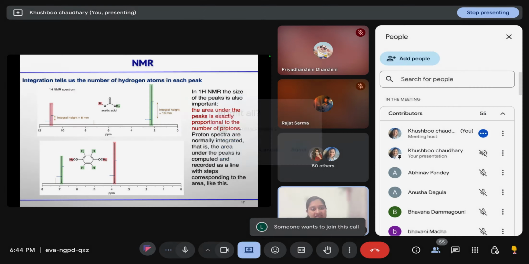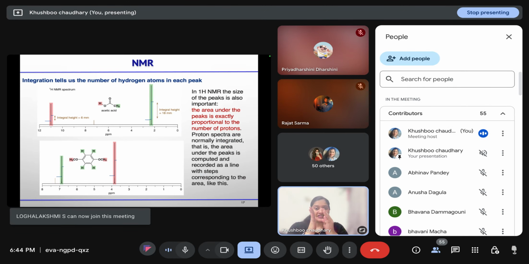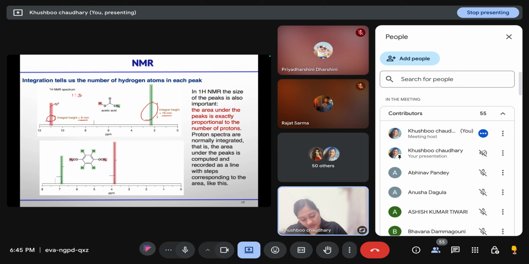But previously, when that automation was not there, we would see the height of that peak in the NMR spectrum. By comparing the heights, like here the integral height is 6 mm, and for this it is 18 mm. So by taking the ratio, we will come to know that this one peak corresponds to one proton, and this corresponds to three protons. This is for the acetic acid.